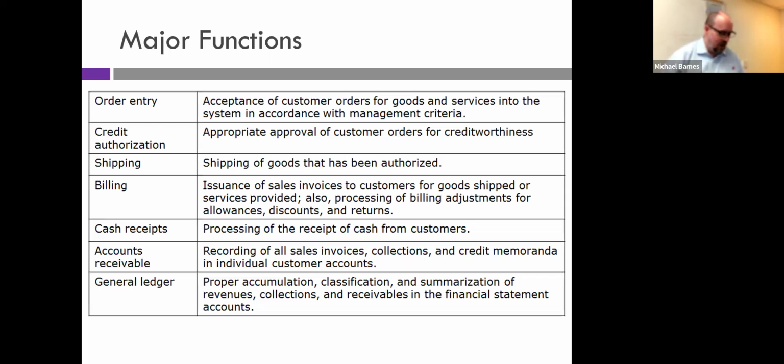All right, billing. This is one that's a little bit more challenging, okay? It says issuance of sales invoices to customers for goods shipped or service provided, also processing billing adjustments for allowance, discounts, and returns, okay? By and large, I would classify this as a recording function. It's not clean. I will say that there's probably authorization steps that go into this process, but for the most part, we're going to consider this a recording function.